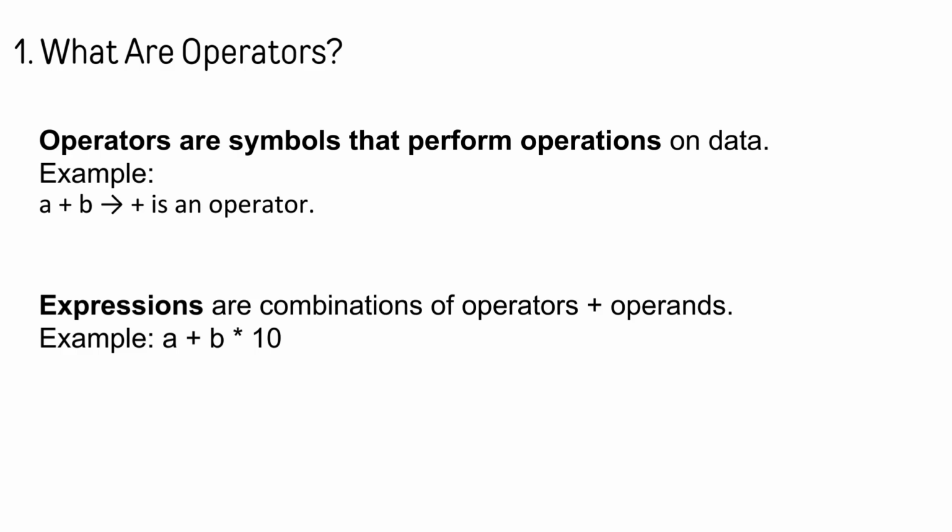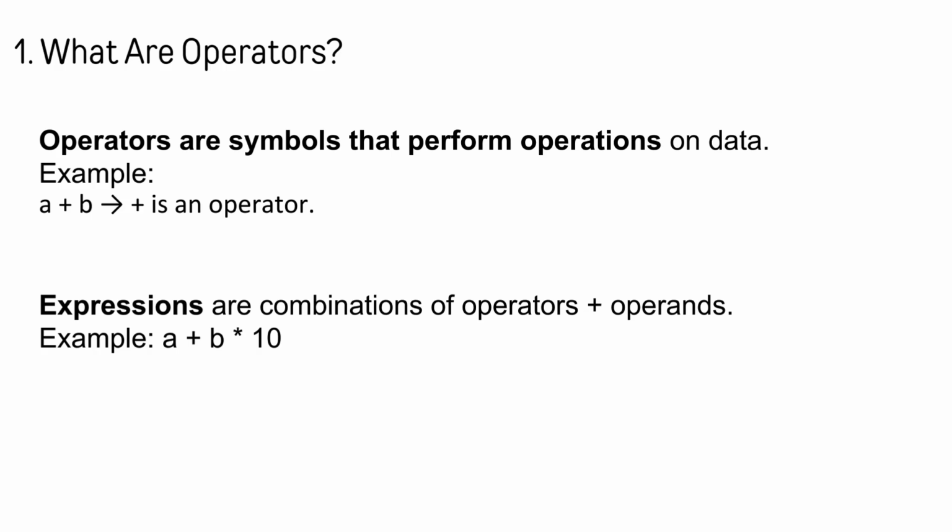Let's understand what operators and expressions really are in programming. An operator is simply a symbol that performs an action on data. For example, in the expression a plus b, the plus sign is an operator because it is performing an addition operation. Now, let's talk about expressions.